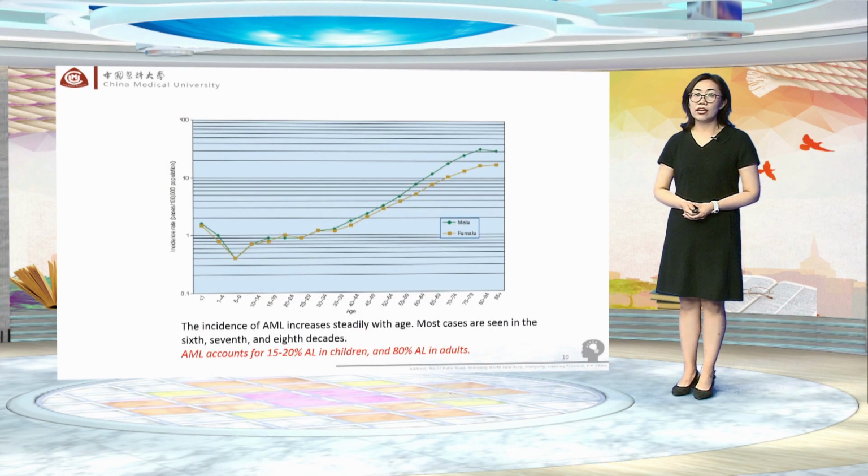The incidence of AML increases steadily with age. Most cases are seen in the 6th, 7th, and 8th decades. AML accounts for 15 to 20% of acute leukemia in children and 80% of acute leukemia in adults.